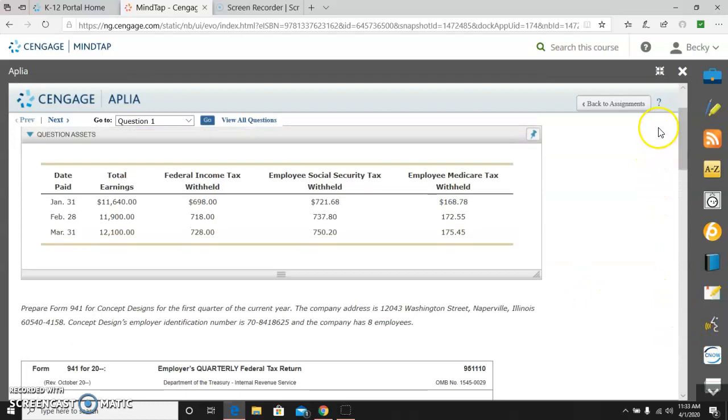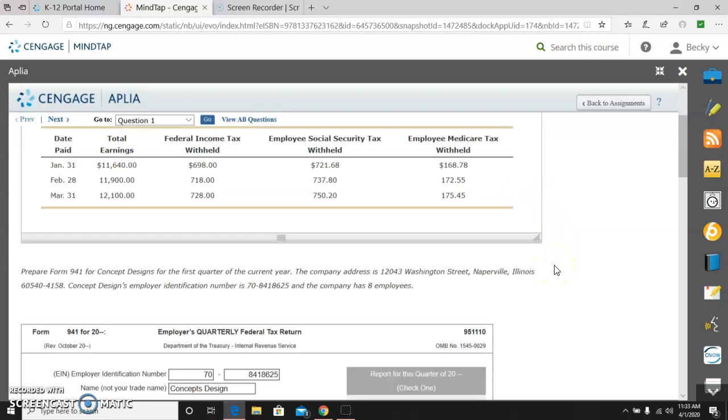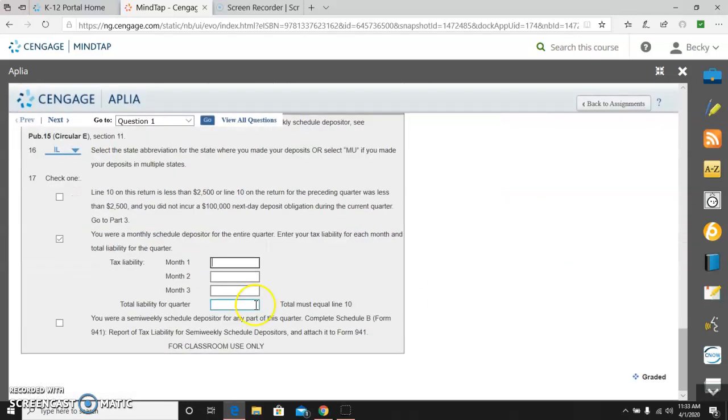Again, if I go up here to the schedule for January, my liability was $698 plus $721.68 plus $168.78 plus the employer portions of those two things as well. So plus $721.68 again and $168.78. If I add up those 5 numbers, I would get down here and I would have my month 1 liability, which is $2478.92.